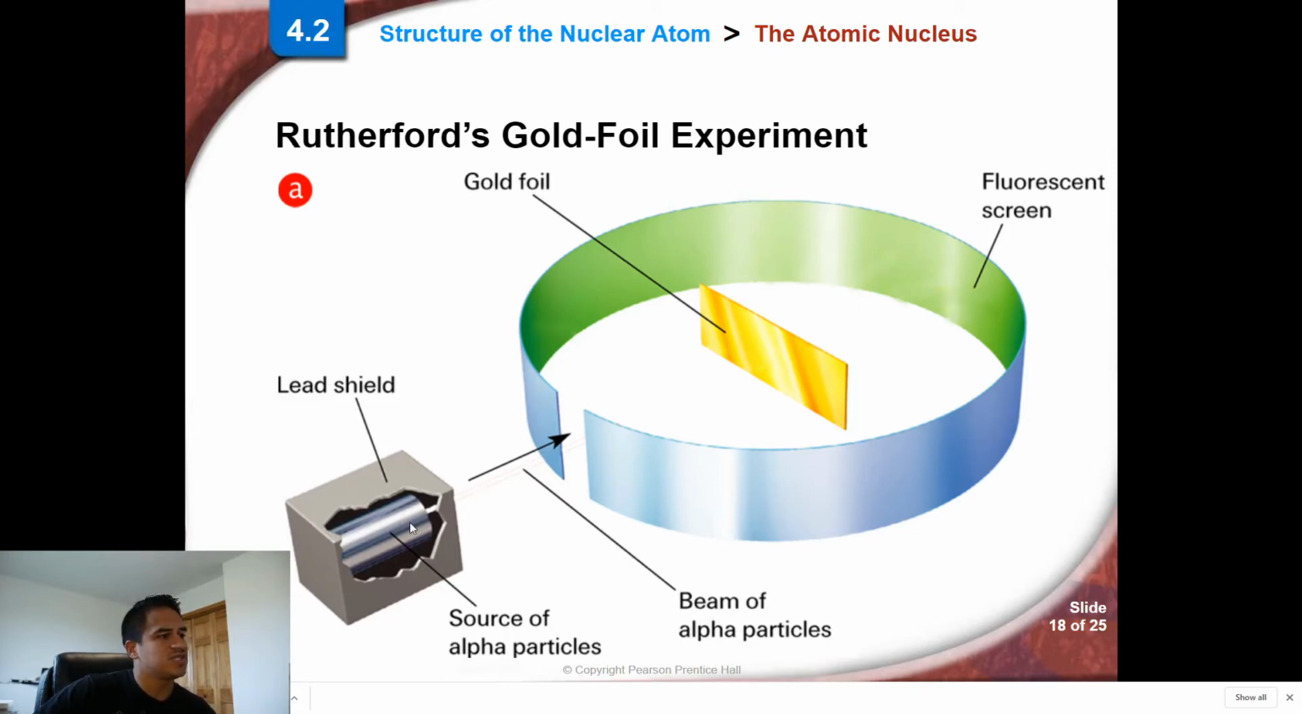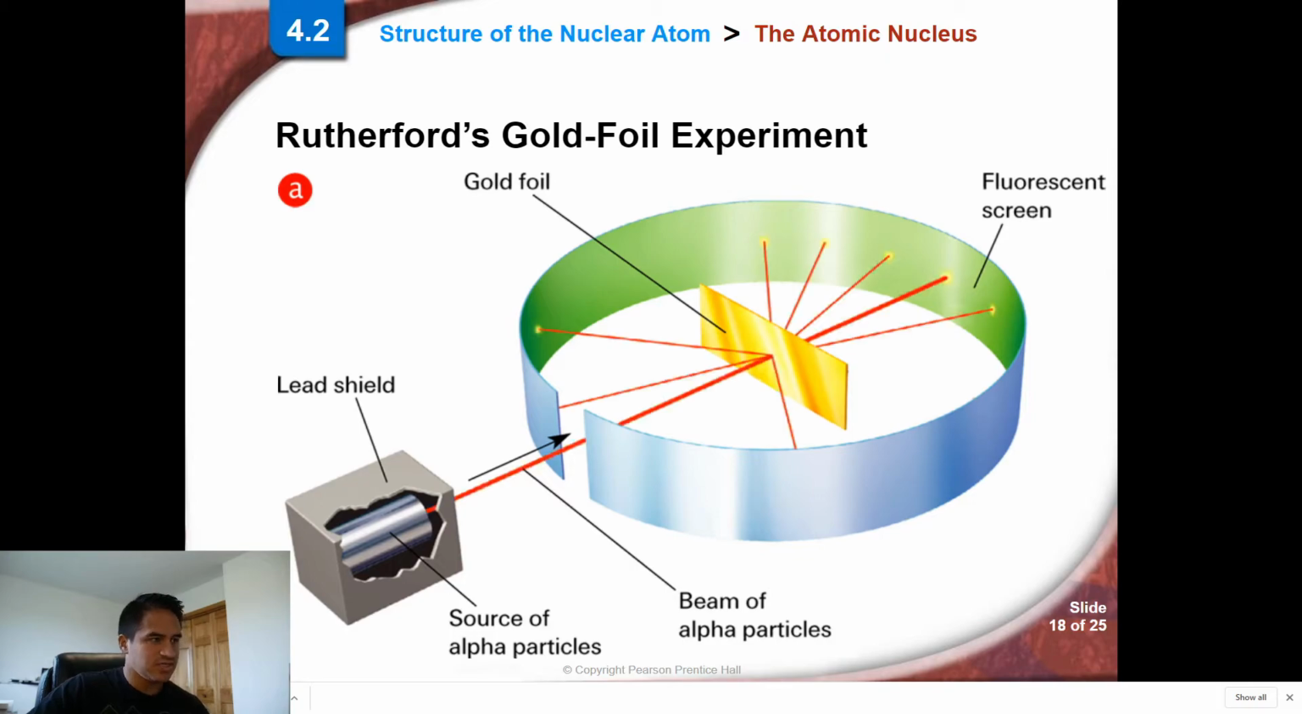And his idea is that if he shot these alpha particles at this piece of gold foil, if J.J. Thomson's model was correct, then it'd be like taking a cannonball and shooting it through a piece of tissue paper, and it would just blow holes right through it, and you're going to get all of these particles hitting the fluorescent screen on the backside. So he did this, and this is what he saw.